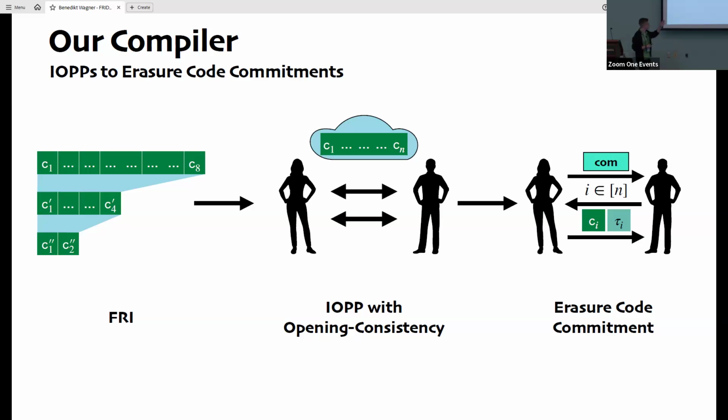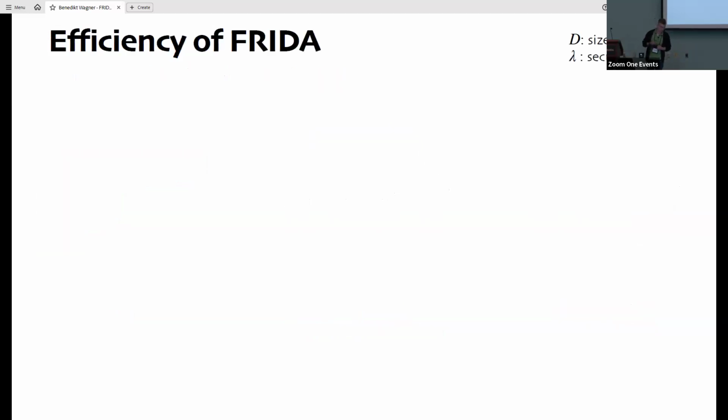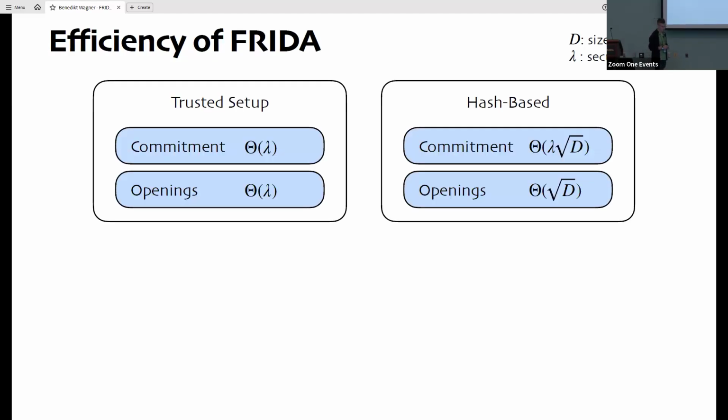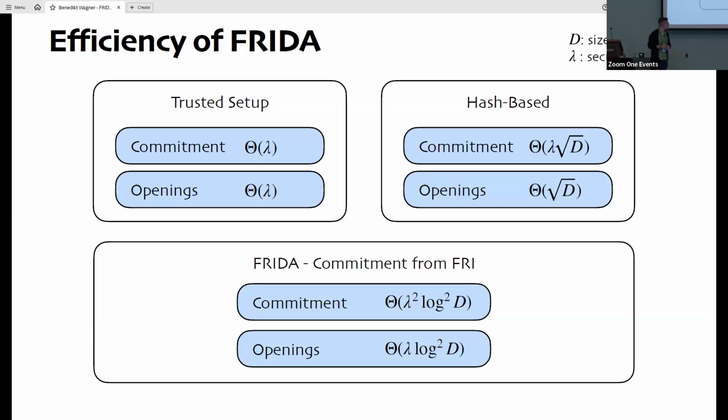Okay, and then in combination, we get an erasure code commitment from FRI and then a data availability sampling scheme from FRI. Now let's look at this scheme and compare the efficiency to the other schemes. As I said, there are these trusted setup schemes, which are very efficient, and the hash-based construction from the previous paper, which scales with the square root of the data size. And now from FRI, we get a new scheme that scales with a polylogarithmic factor in the data size.